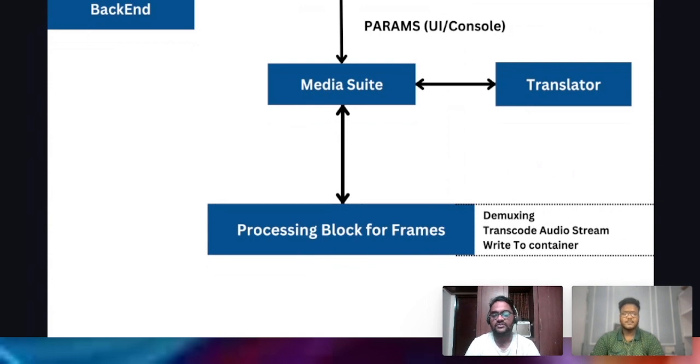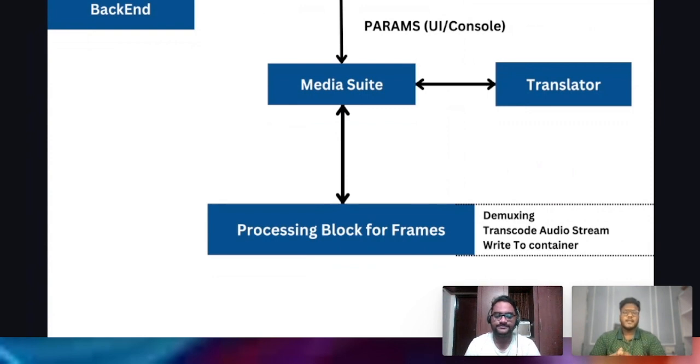For example, if you send input file type as 1, it will convert as conversion is needed. And if you send some input file, some mapping will be there inside. Those kinds of translations will be done, and finally those arguments will be sent into the processing block for processing the frames. For MP4 to MP3, we do demuxing, transcode the audio stream from one format to another, and finally we write the complete samples into a container.